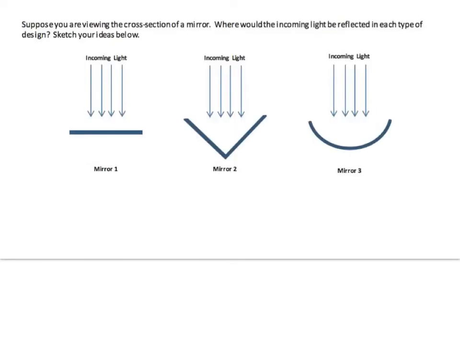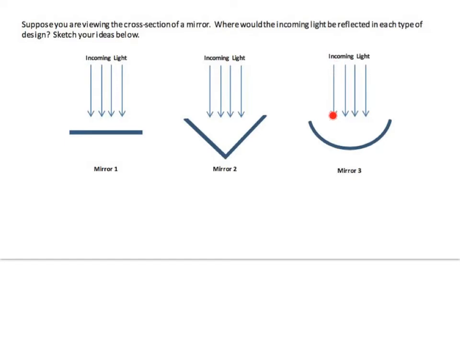First of all, let's do some fun little artwork. Suppose you're viewing a cross-section of a mirror. Where would the incoming light be reflected in each type of design? Sketch your ideas below. If you look, when a light hits a flat surface, it bounces back up. So each beam bounces back up. When a light hits, this looks like a 45-degree angle, it bounces straight over and then up. Okay, straight over and then up, no matter what it's doing.